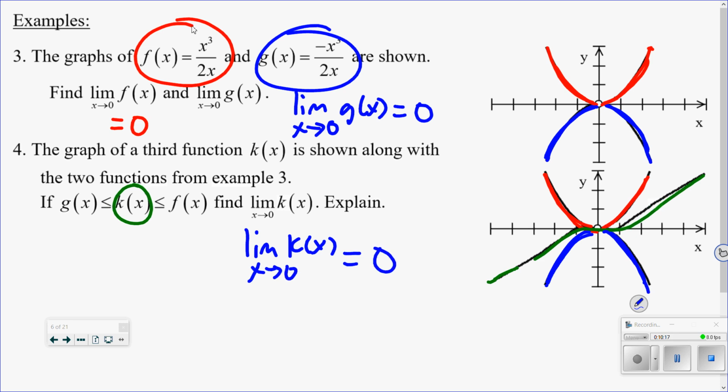To me, hopefully we just use common sense here. If the function's always between the upper one and the lower, it will be equal to whatever their limit is. It has the same limit at that point. So that's the squeeze theorem.